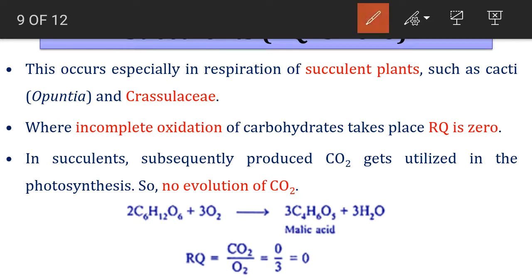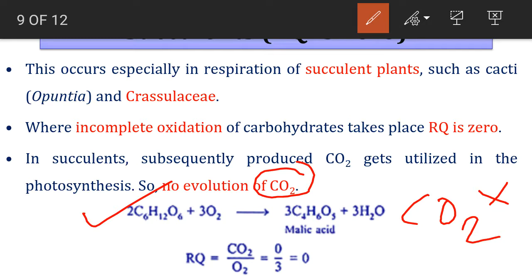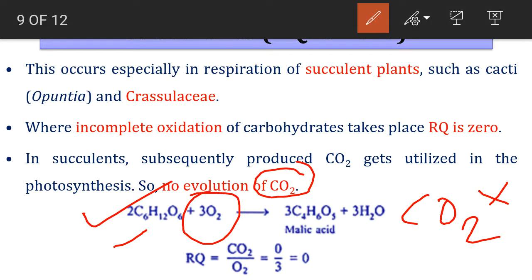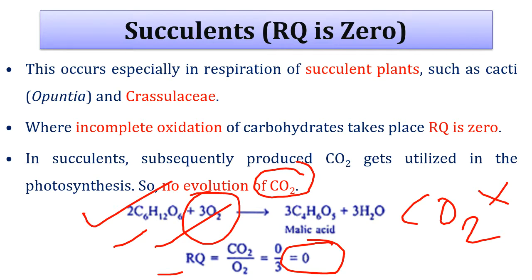So the carbon dioxide evolved in the process is taken up by photosynthesis. That's why if you look at the overall reaction, carbon dioxide is not evolved in due course of time. Only oxygen is consumed for the oxidation of organic acid which is formed in the succulents, or you can say the Crassulaceae family, but carbon dioxide is not evolved. So if you put the values in the formula, then 0 carbon dioxide is evolved and only 3 molecules of oxygen are taken. So ultimately 0 by 3 gives 0. So in case of succulents, or the members of Crassulaceae family, the respiratory quotient is 0.